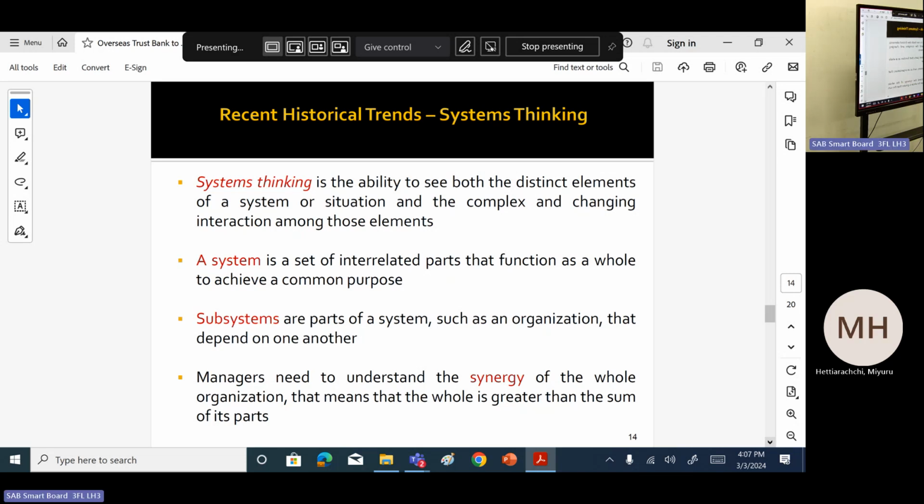Likewise, organizations are also open systems. Then a system is interrelated parts functioning as a whole to achieve a common purpose or common goals. A good example is an organization. It has subsystems. We can consider some departments as subsystems. These subsystems should work together to enhance the results of the system. That is considered as synergy.